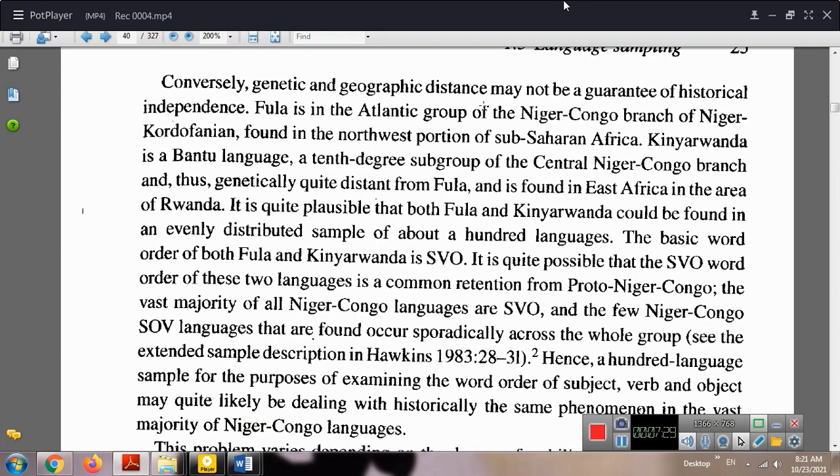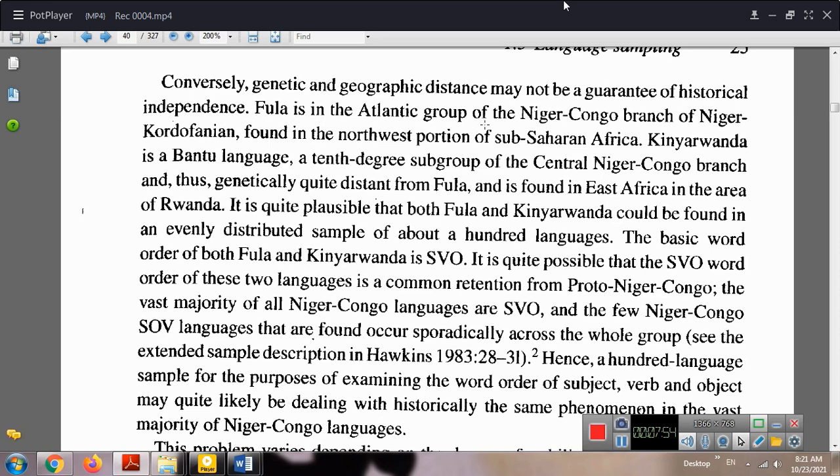Conversely, genetic and geographical distance may not be a guarantee of historical independence. Okay, here we want to look at another matter and its example. Genetic and geographic distance may not be a guarantee of historical independence.